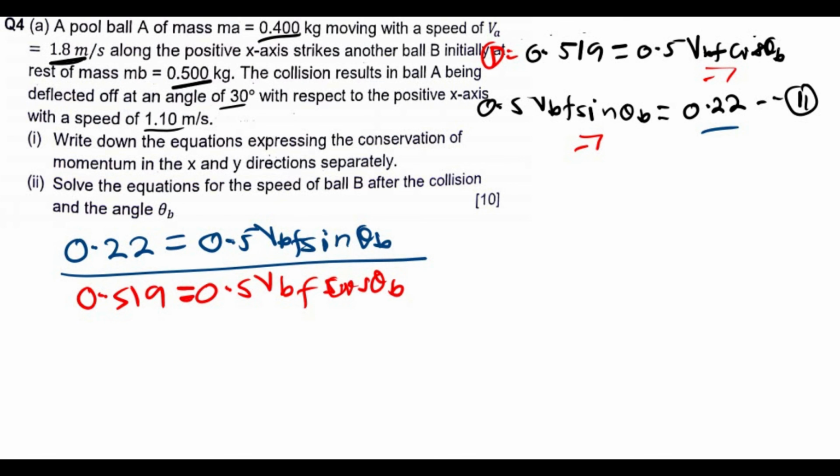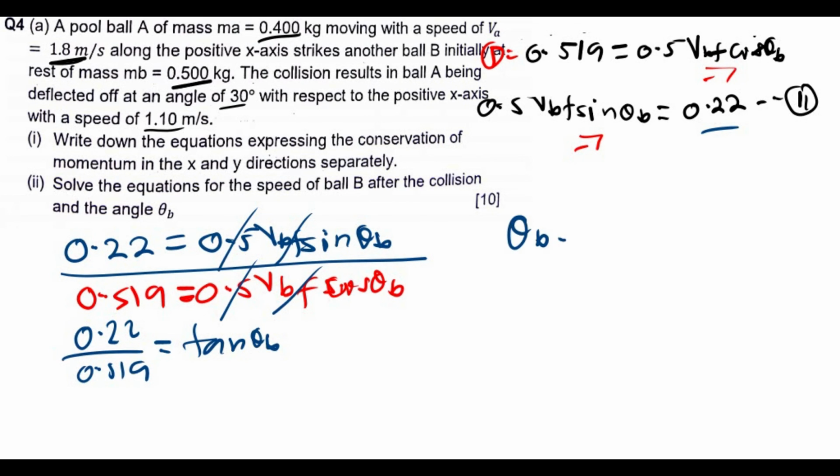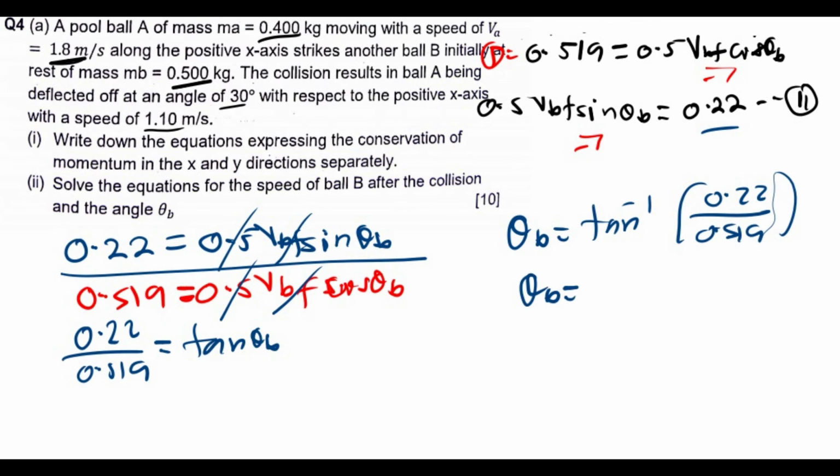So we can clearly see that 0.5 and 0.5 can cancel. VB and that one can also cancel. I'll remain with sine theta divided by cos theta. Then here I have 0.22. If you want, you can find the answer. It is equal to tan theta B, like this. So to find theta B, it is tan inverse of 0.22 divided by 0.519. So theta B will be equal to, if I do shift tan, open brackets, 0.22 divided by 0.519, close the brackets, I'm getting my angle to be 22.9, which is the same as 23 degrees.